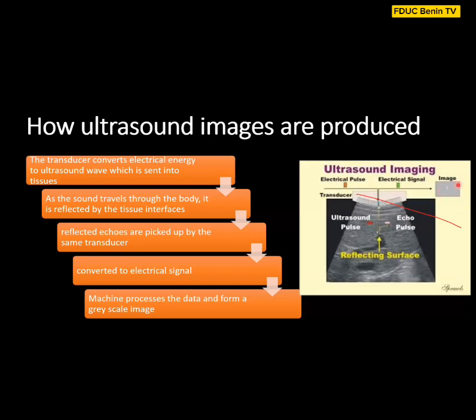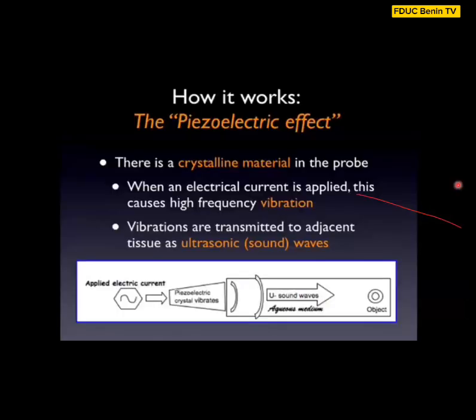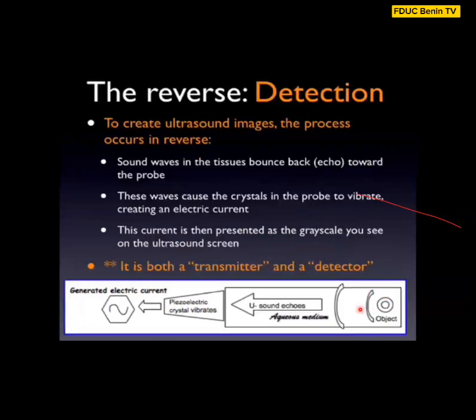This is just showing it again. The sound waves are produced when you apply electric current. The piezoelectric crystal vibrates, and when it vibrates, it sends out sound waves. These sound waves pass through different objects and are reflected. And when they are reflected, the echoes come back to the probe.